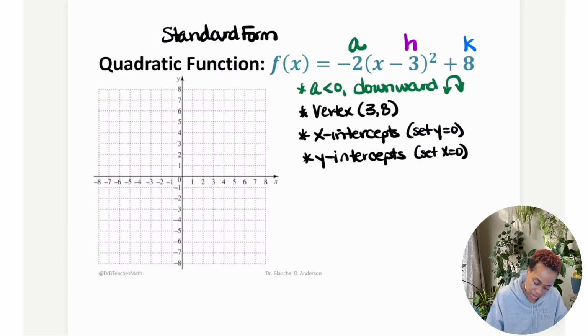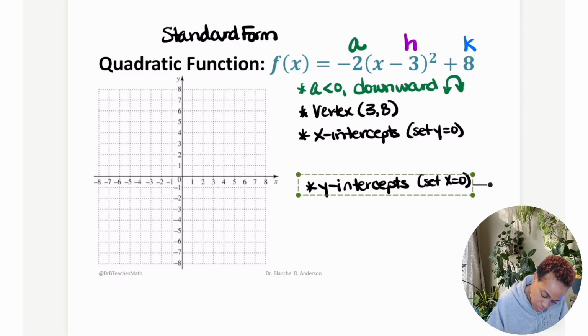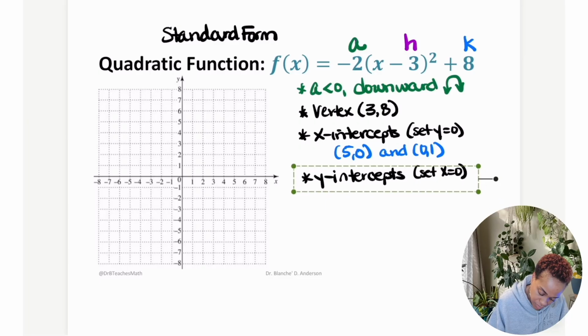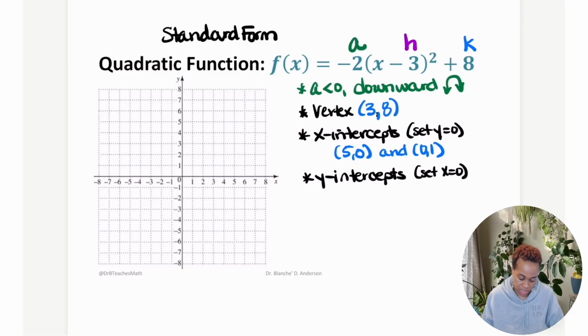So when we come back here, let me move this down. So we have (5, 0) and (1, 0). So far, so good. And this was our vertex, (3, 8). We put all our points in blue. We know it opens downward. Now, let's go back to our scratch paper.